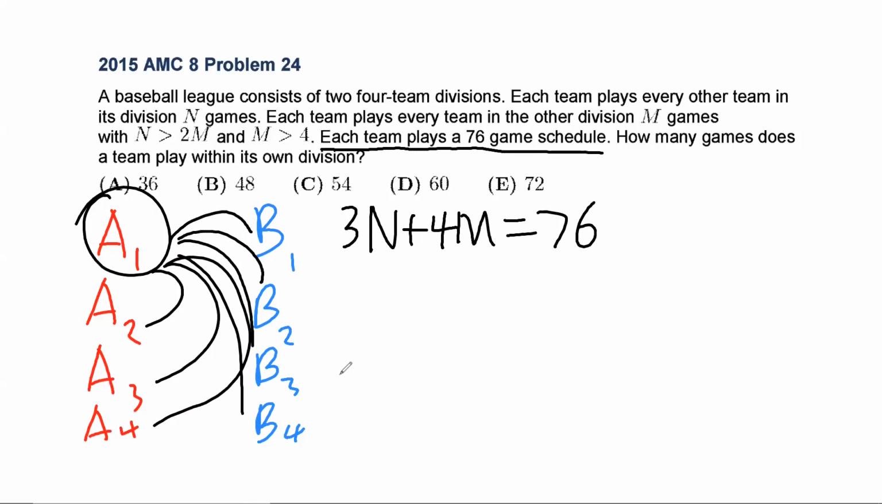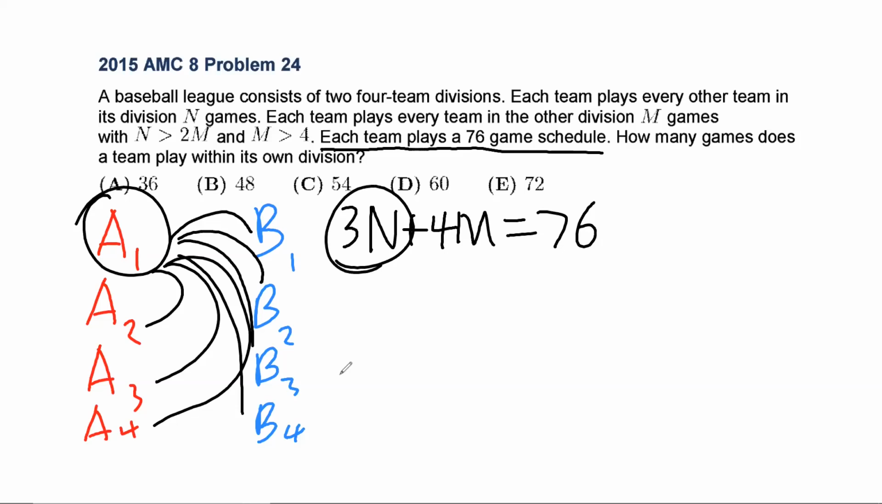How many games does a team play within its own division? Basically, they're asking for 3 times n, because it plays 3 teams in its own division each n times. So really, it's asking for this number. At this point, you have 2 variables and 1 equation, so you kind of have to guess and check a little.